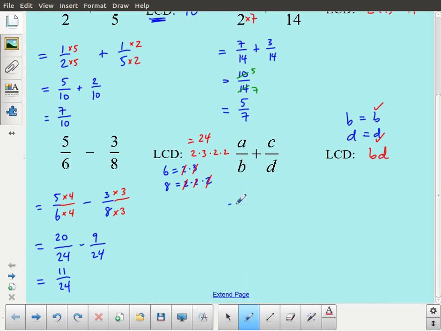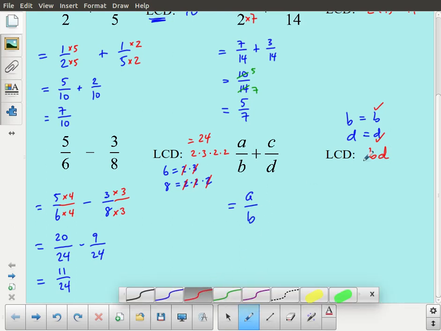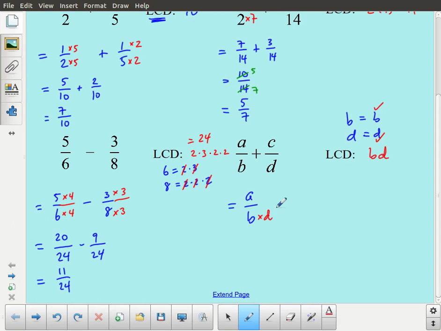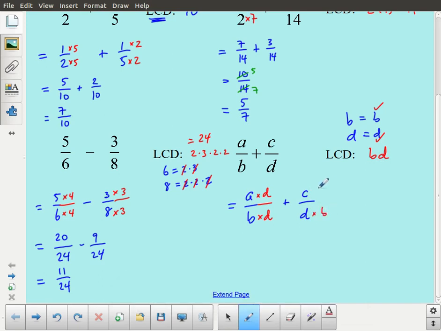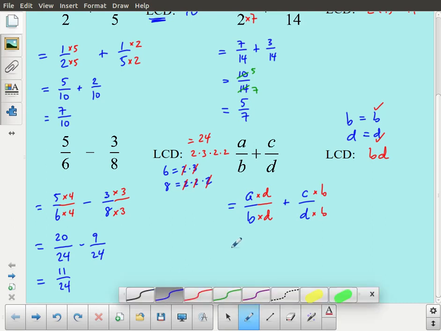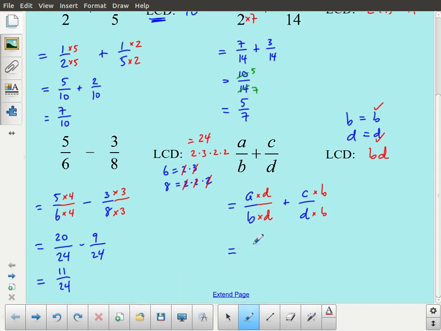So that means this is equal to A over B. And in order to get a denominator of BD, I need to multiply by D, plus C over D. And in order to get a denominator of BD, I have to multiply by B. And I end up overall with AD plus BC divided by the denominator BD.